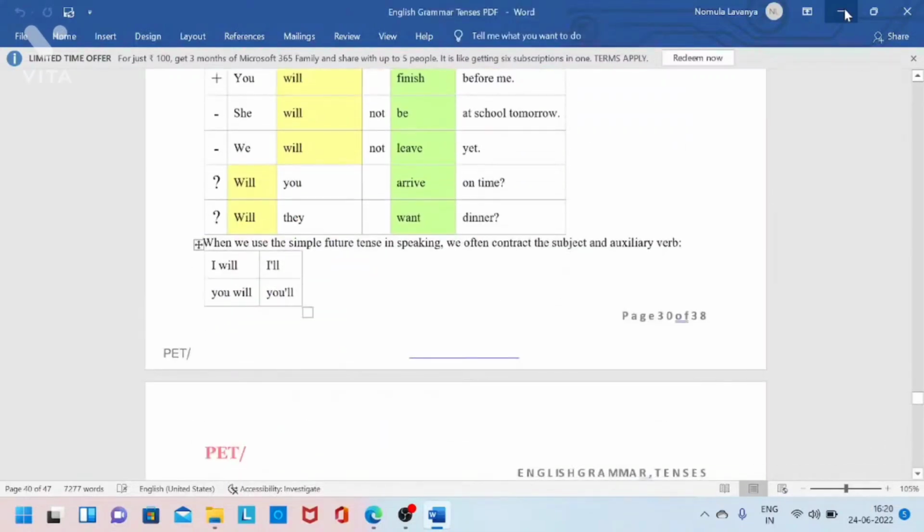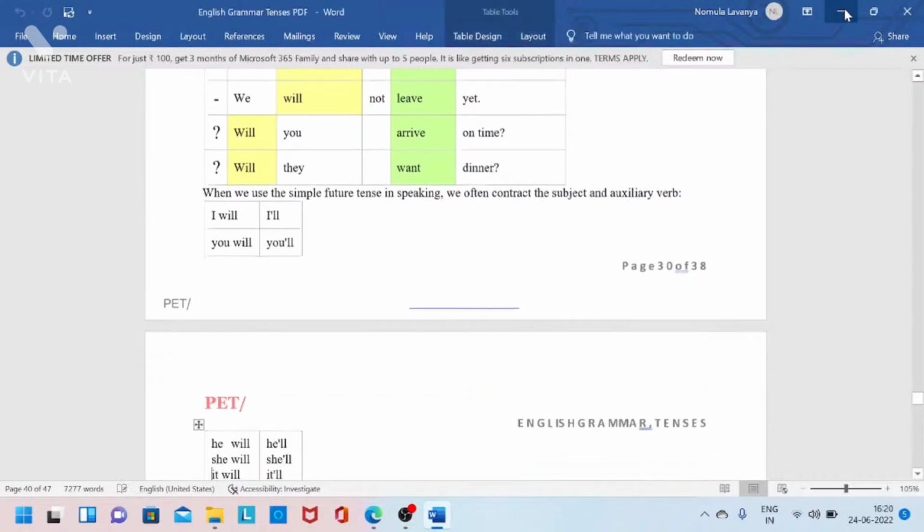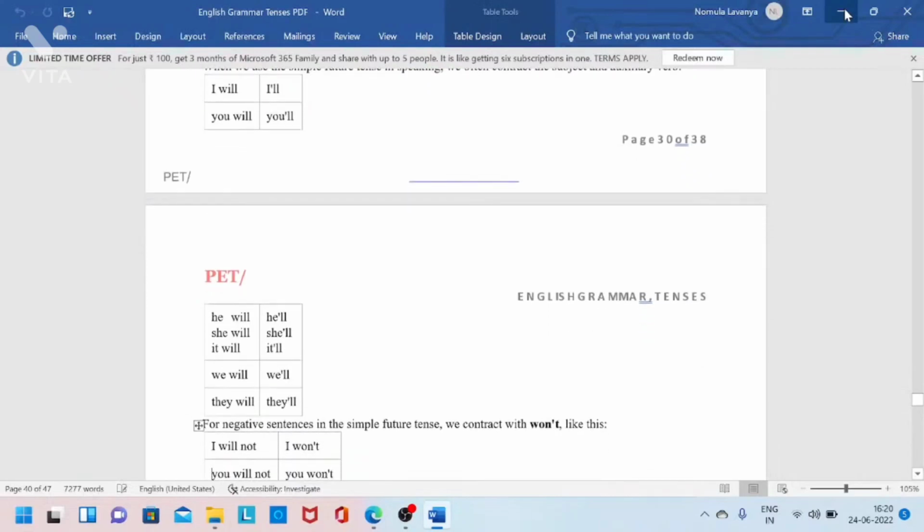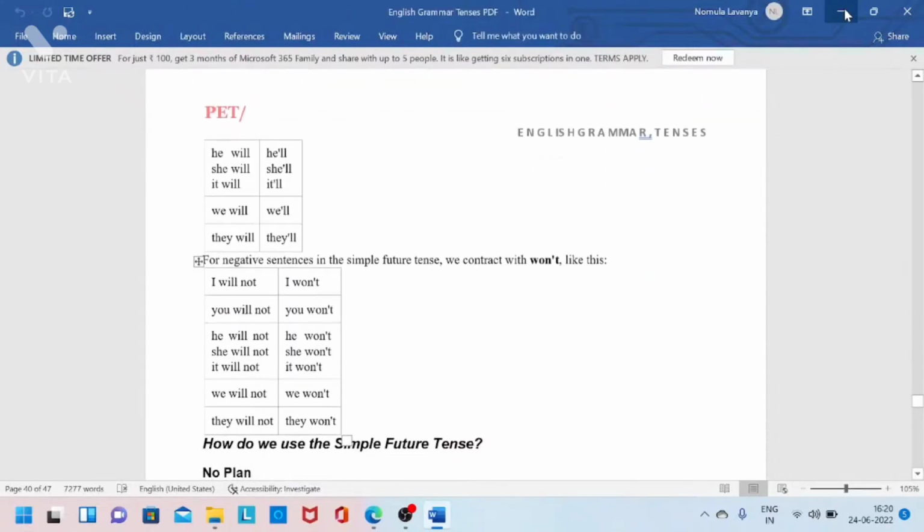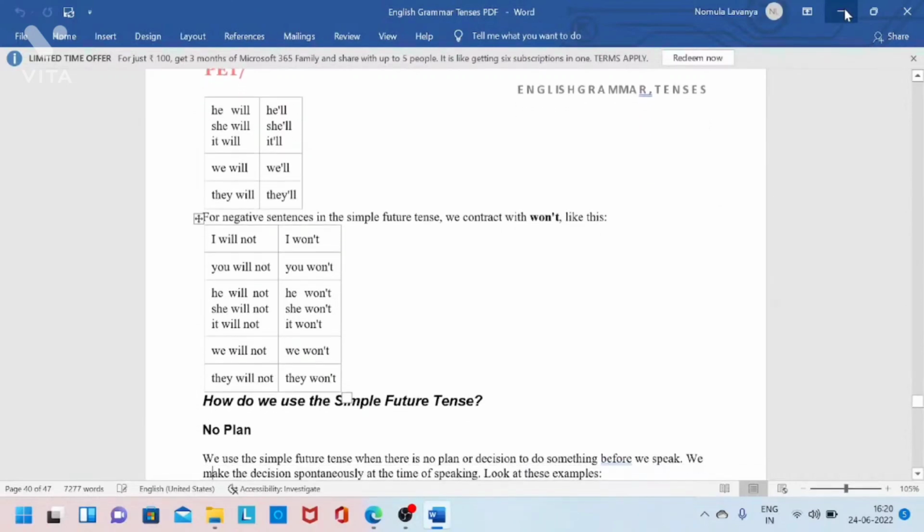And how do we speak in simple future tense? See, I will has become I'll. You will becomes you'll. And he will, she will, it will. So here I have changed my screen so that you can understand. For the negative sentences in the simple future tense, we contract with won't. Like I will not becomes I won't, you will not becomes you won't. So see here it has become very simple.